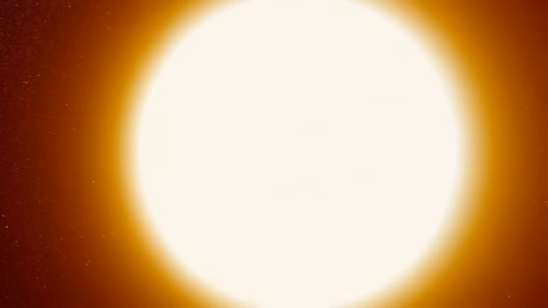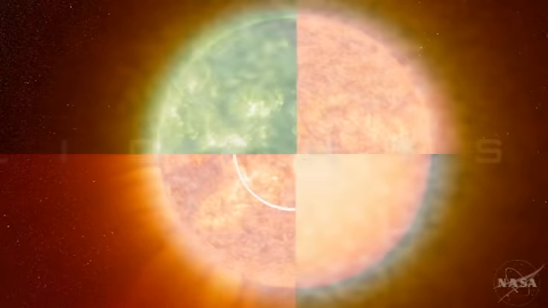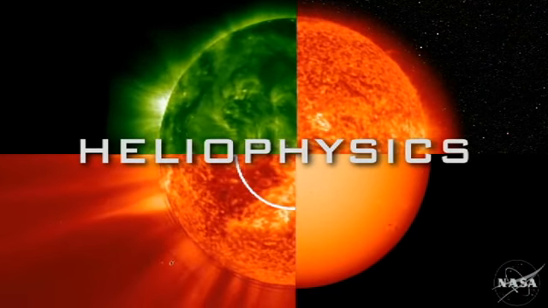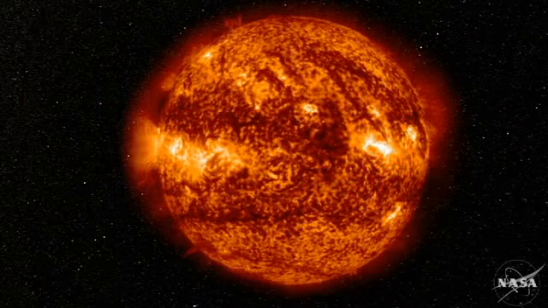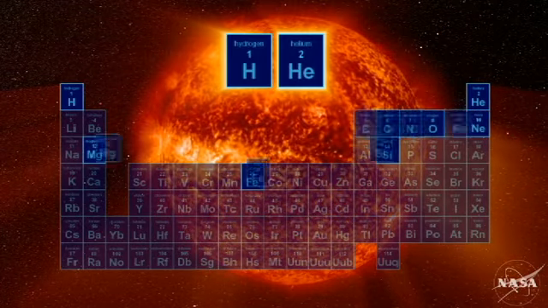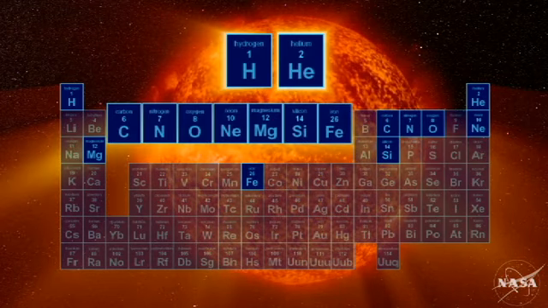Our solar system lies in the outer atmosphere of the Sun, the star that powers our Earth's environment. Heliophysics is the study of the Sun and its interactions with Earth and the solar system. The Sun is composed mostly of hydrogen and helium, along with trace amounts of heavier elements.